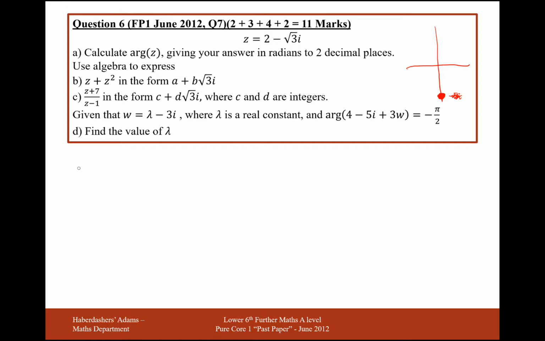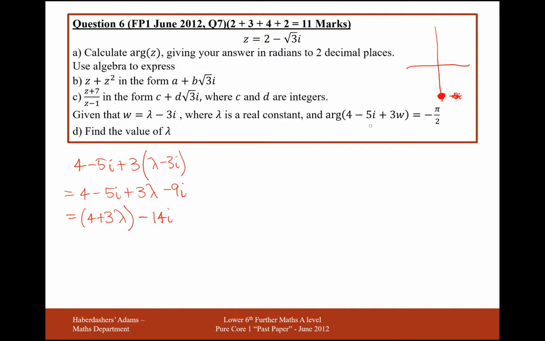So let's just work out what this 4 minus 5i plus 3w is. Now w is lambda minus 3i. And this will simplify to, let's expand the brackets first, plus 3 lambda minus 9i. And here I'm going to get 4 plus 3i lambda, take away 14i.